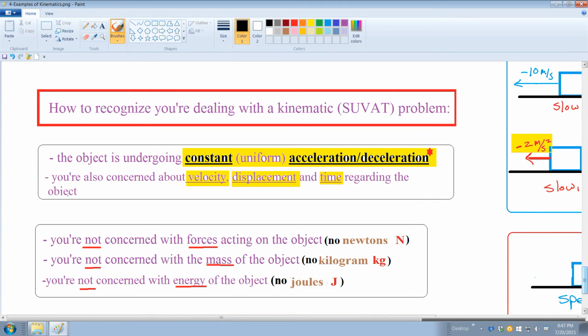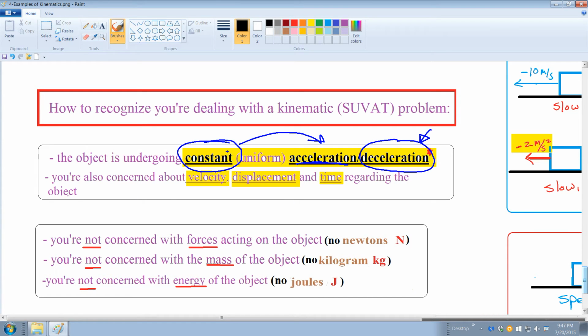So, how do you recognize you're dealing with a kinematic SUVAT problem? This is sort of a summary now. The first thing you do when you look at a problem is look for constant acceleration. You've got to have that. Sometimes you'll see the problem worded where some object is decelerating at a constant rate, so you might see this term too. But I do want to make a point about the word deceleration in a minute.